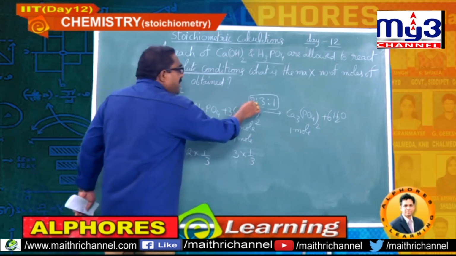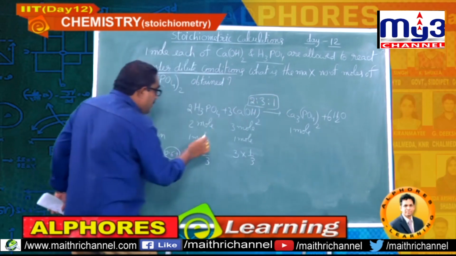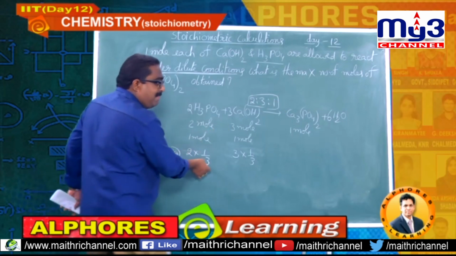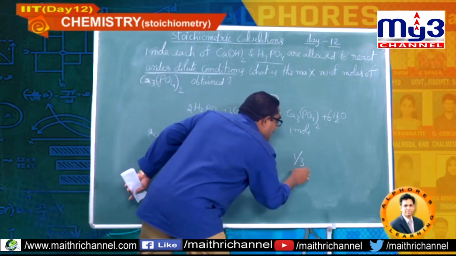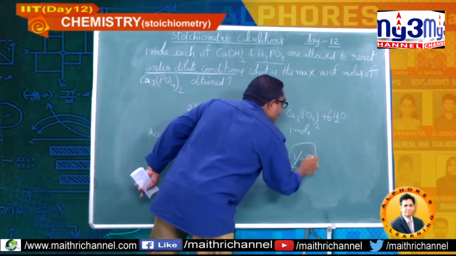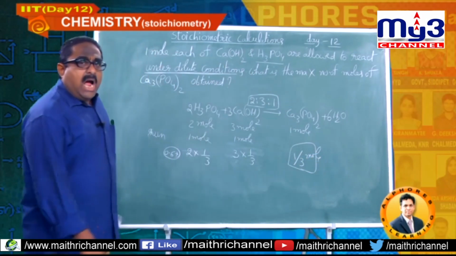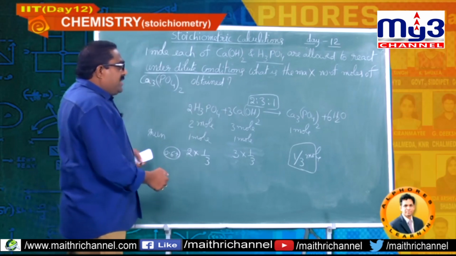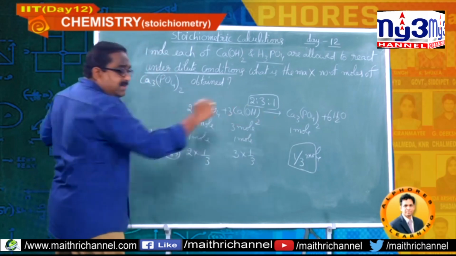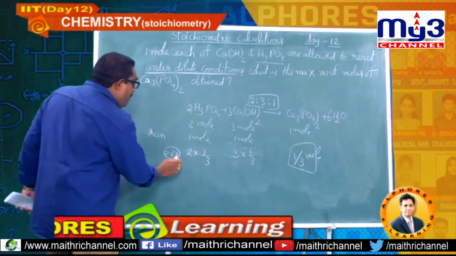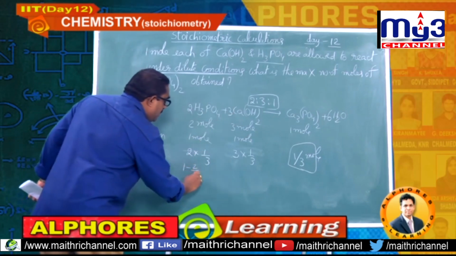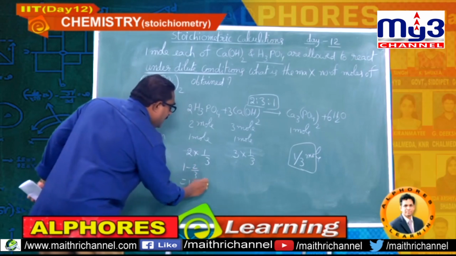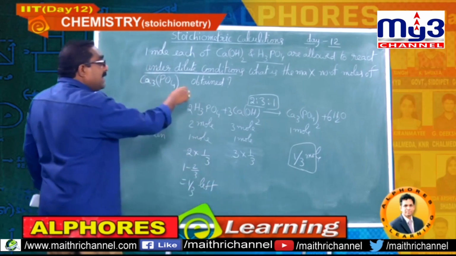So now you can proceed like this. What is the mole ratio, students? 2 is to 3 is to 1. 2 into 1 by 3 combines with 3 into 1 by 3, 1. So your answer is 1 by 3 mole. This is how to answer based on a logical approach. So out of 1 mole, 2 by 3 mole is reacted. So 1 by 3 is left unreacted.